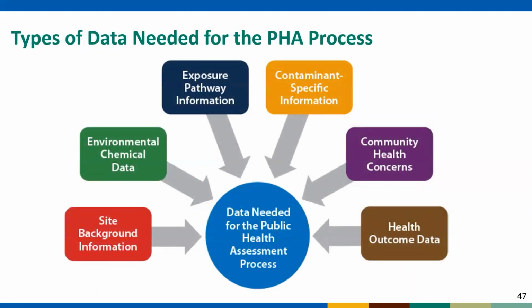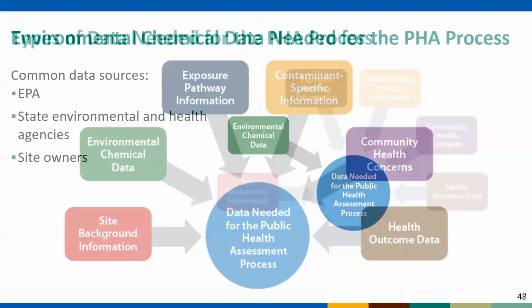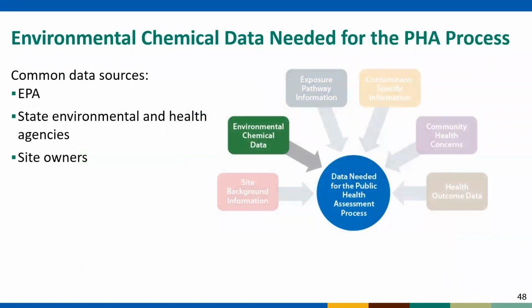This graphic here shows the types of data needed for the PHA process, which include site background information, environmental chemical data, exposure pathway information, contaminant-specific information, community health concerns, and health outcome data. Now, let's look at just a few of these types of data. This diagram shows what we need: environmental chemical data for the PHA process, and why we need that.